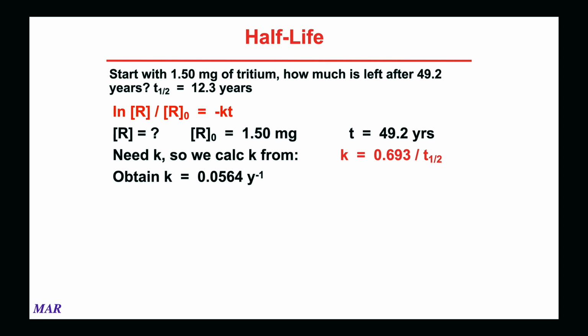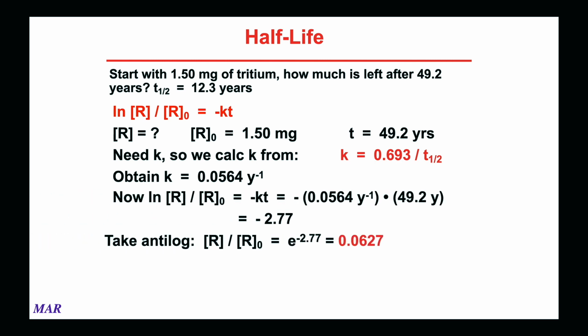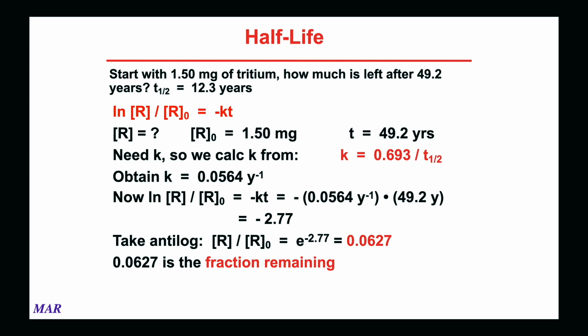So in your calculator, 0.693 divided by 12.3, the half-life, that equals the rate constant, that holy grail of so many of these problems. And it's 0.0564 inverse years. Half-life was in years, so rate constant will come out to be inverse years. Well, now we can use this K value, throw it up there in the integrated first order rate law. Natural log R over 1.50 equals minus KT, minus 0.0564 times 49.2. Now, initially, it comes out to be negative 2.77.